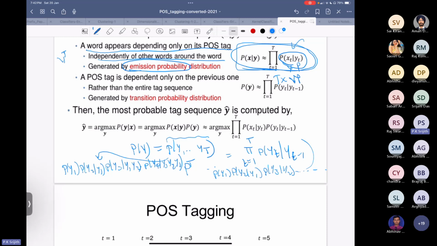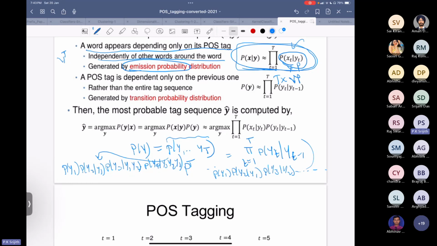For example, if you make the assumption that a label depends upon the previous two labels and not the ones before that, in which case you write it as p of y1 into p of y2 given y1 into p of y3 given y1, y2 into p of y4 given y3, y2 into p of y5 given y4, y3. That is known as the second order Markov assumption.